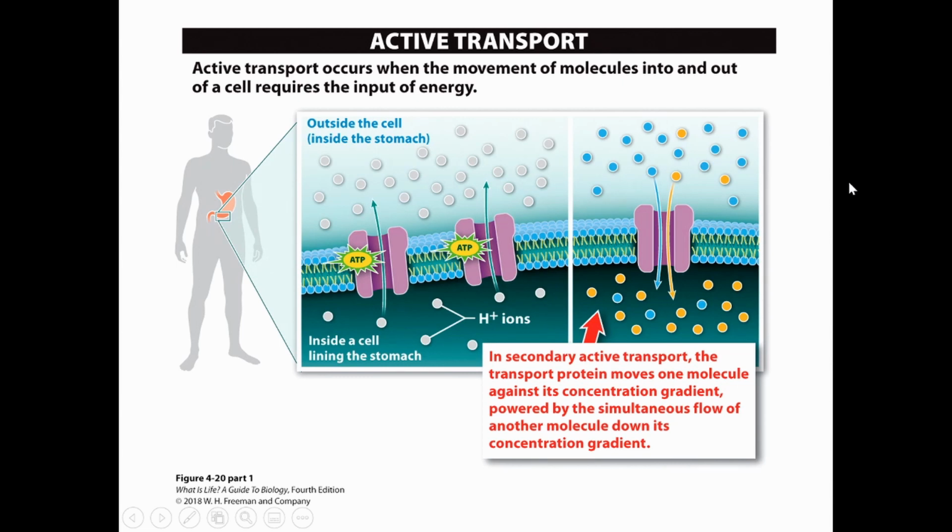Now, there's two ways we can do that. We can do that through primary, straightforward active transport or secondary active transport. So in secondary active transport, we are going to pump, like in this case, a bunch of hydrogen ions on the outside of the cell, and then we're going to use that artificially high hydrogen ion concentration to help move something else against its concentration gradient.